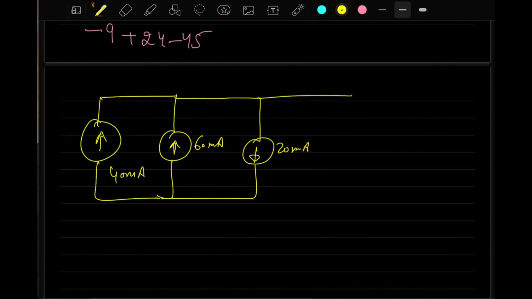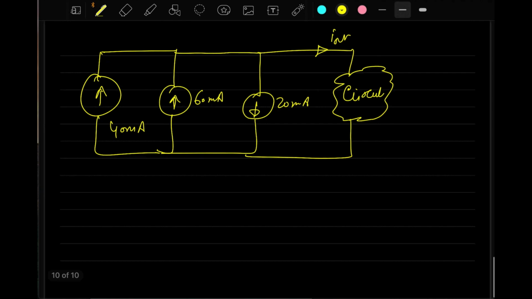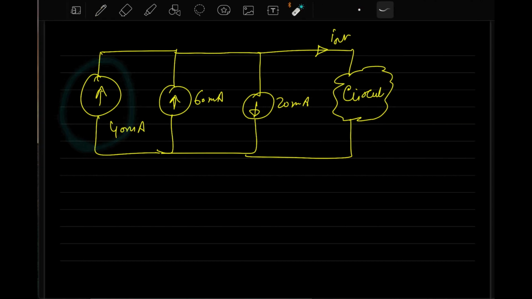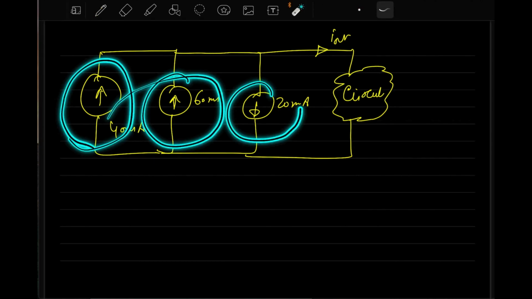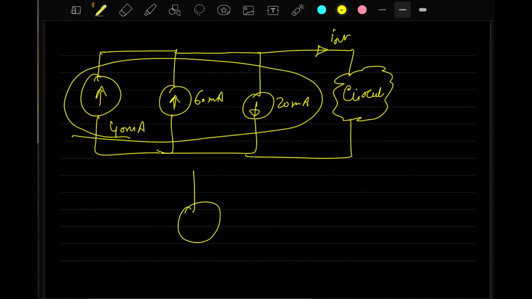And then you have a circuit like this. You have a circuit here, and you want to calculate I out this side. You can easily see that this current is going up, this current is also going up, this current is going down. So effectively, if I want to calculate the net current, it will be what? It will be 80 milliamperes. Going up or down? It will be up.